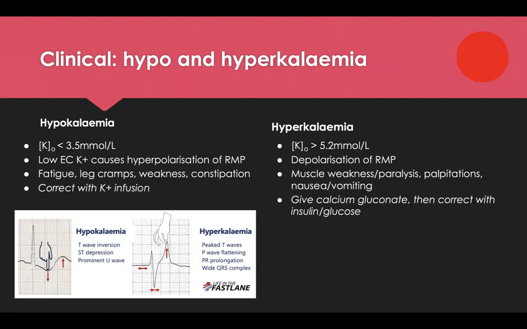Hyperkalemia would be the opposite. So you get a depolarization of the resting membrane potential. So you get muscle weakness and paralysis, palpitations, nausea, vomiting. And we correct this with calcium gluconate and then an insulin glucose infusion to try and move some of that potassium back into the intracellular space.